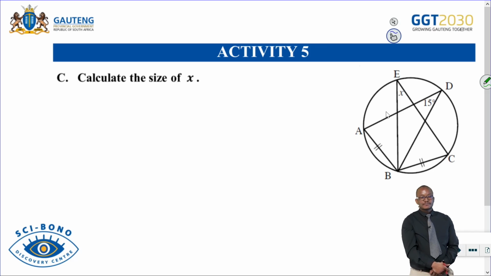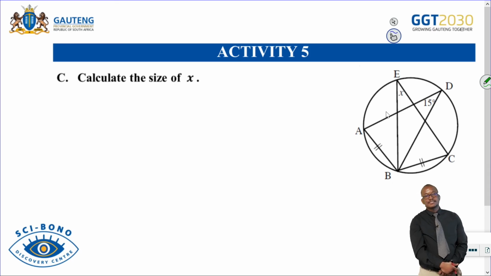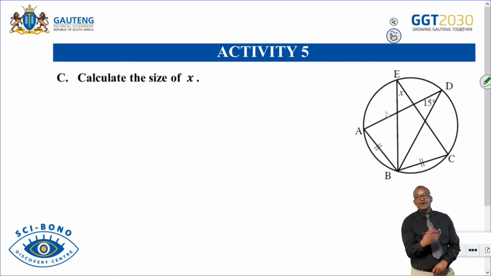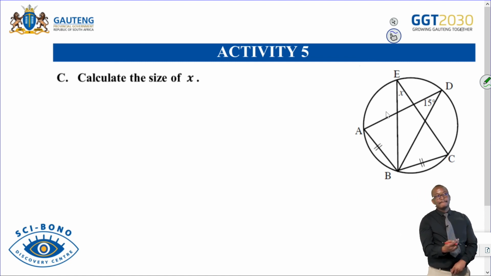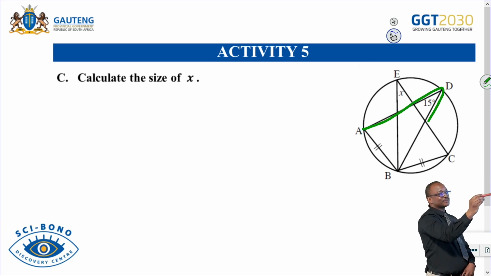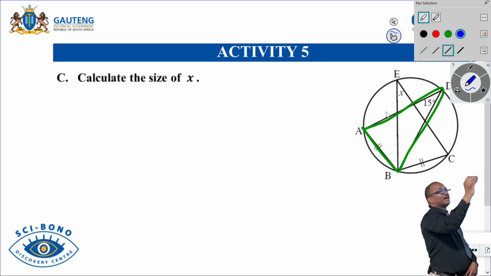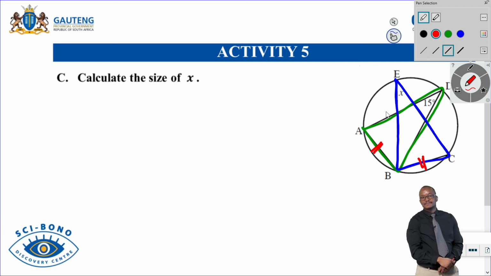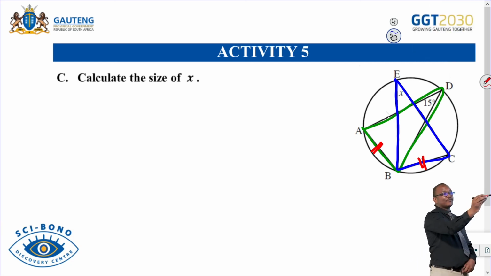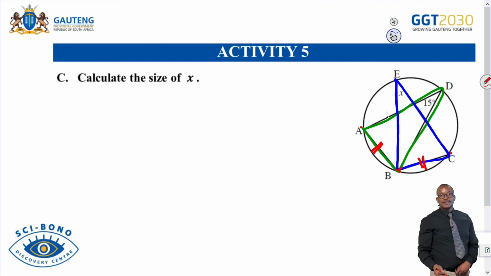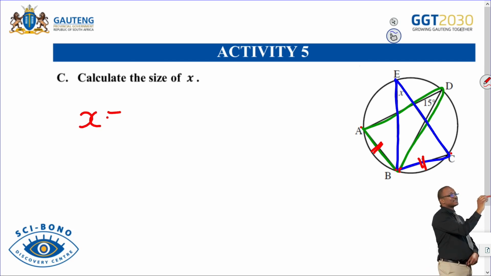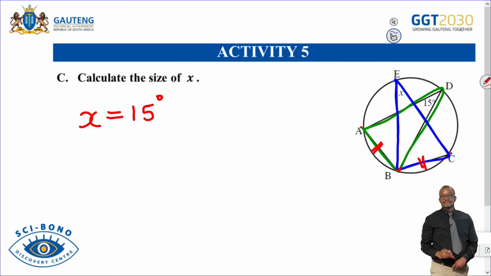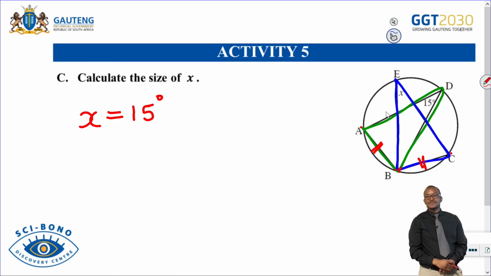Activity 5. You are still in C, where we say calculate the size of x. How are we going to calculate the size of x? Remember, we have two triangles there, and the other part of a triangle is that one. Those triangles are subtended by equal chords. Chord AB is equal to chord BC. Then we can easily say x is equal to 15 degrees.